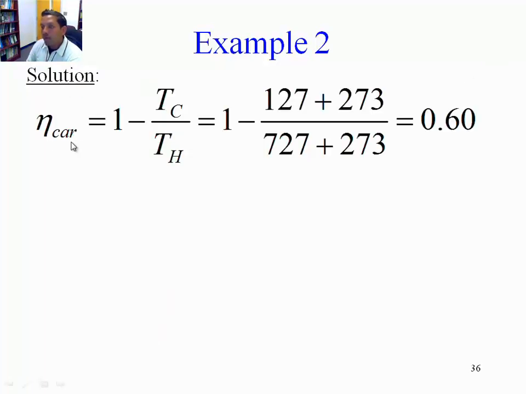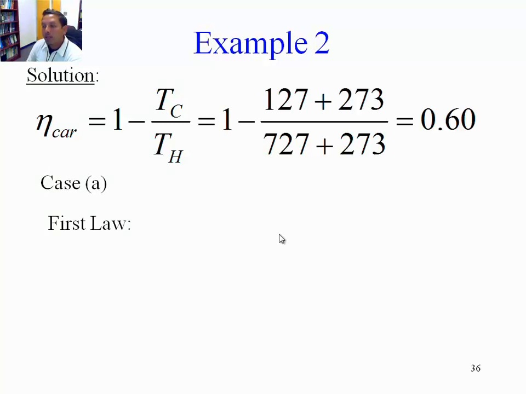Now the Carnot efficiency of this cycle is 1 minus Tc over Th. Remember, Tc is 127 Celsius, but we add 273 to turn that into Kelvin. That's 400 Kelvin divided by 1000 Kelvin, which is 727 Celsius plus 273. That yields a maximum theoretical efficiency of 60%, or 0.6. That means that no power cycle operating between the temperatures of 127 and 727 Celsius can produce an efficiency larger than 60%.